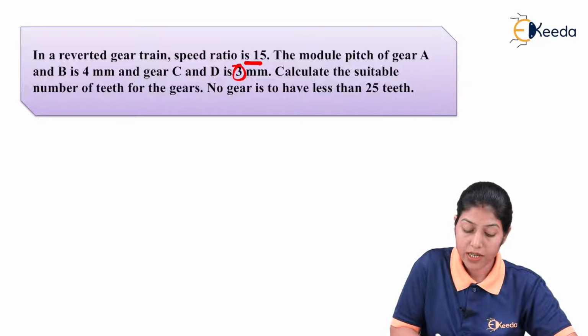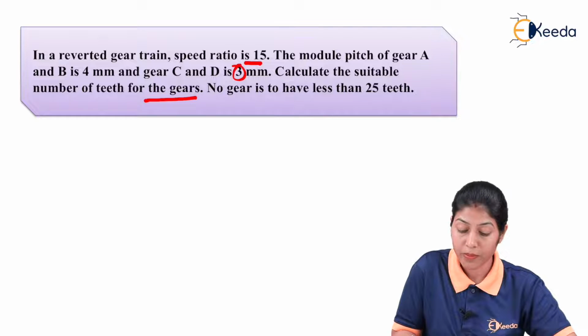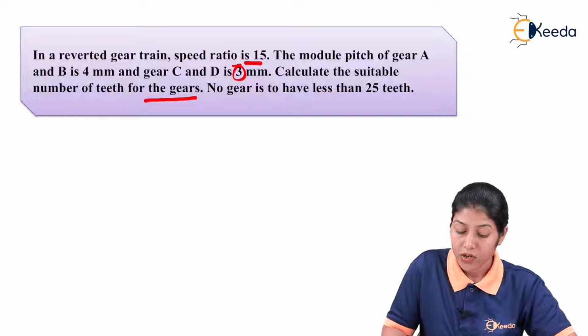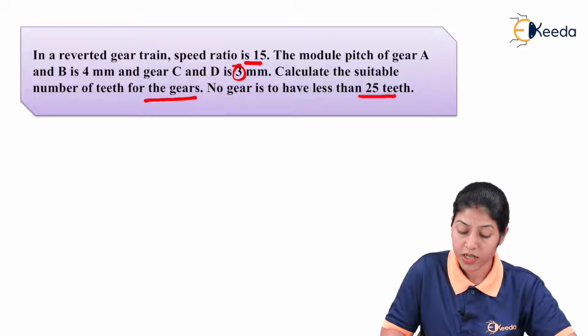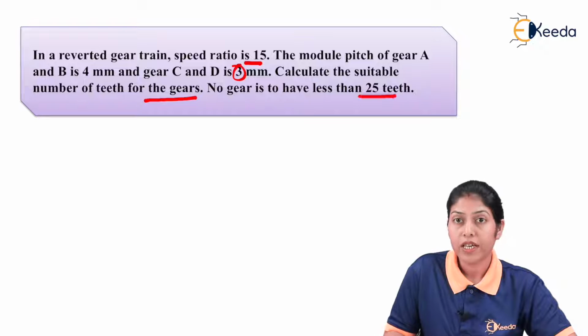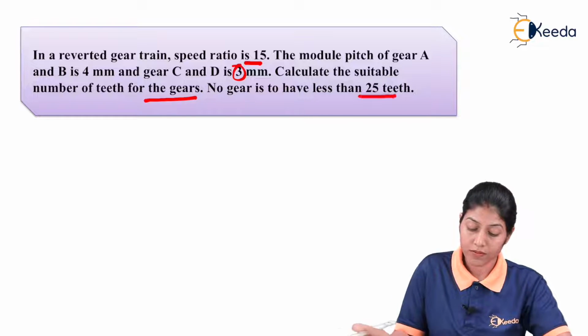We have to calculate the suitable number of teeth for these 4 gears on the basis of the value of module pitch between A and B and C and D, and the speed ratio. One more condition we have to consider: no gear should have 25 or less than 25 teeth. So for this condition we have to determine the number of teeth for each and every gear for the reverted gear train. So let's start the solution.